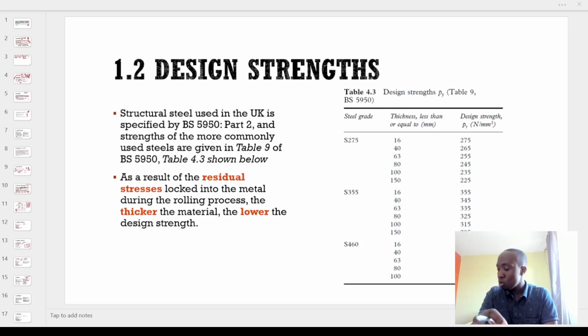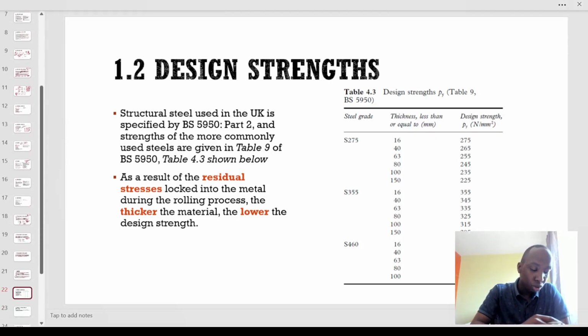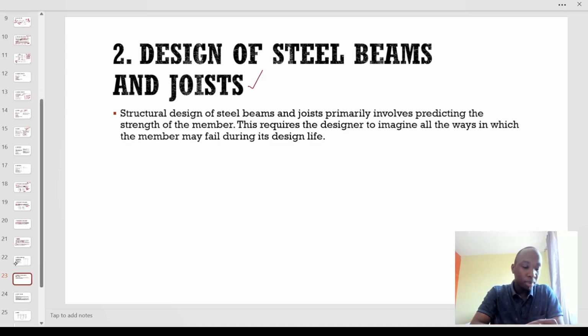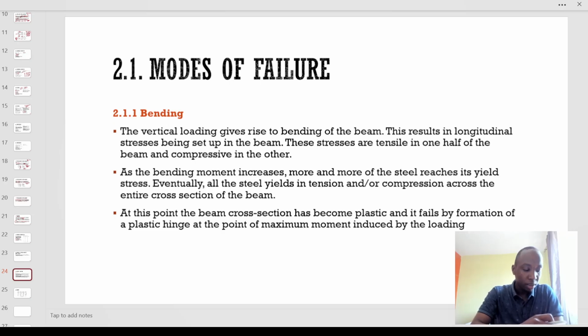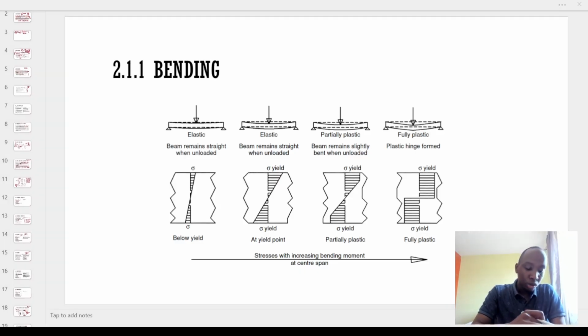Okay. So I think with that, I'd love to maybe pause at that. Next time we meet, we're going to talk about design strength, and then we'll proceed to design strength parameters. Then we now start designing steel beams and joints. Yes, I think with that, you guys, we're good. I'll see you next week.